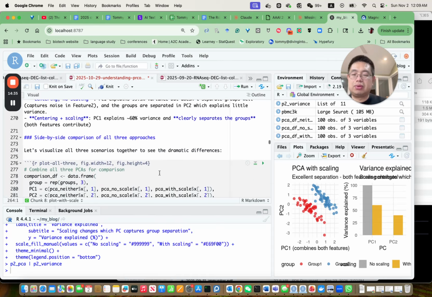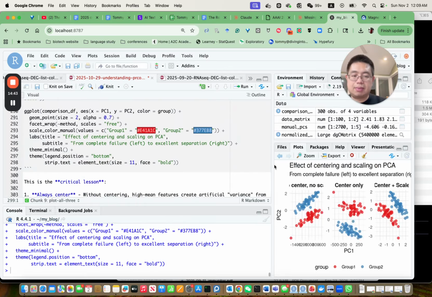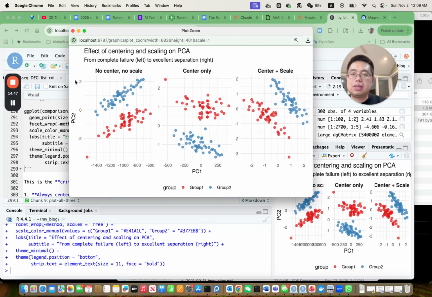Now let's put these 3 scenarios side by side and visualize them. This is what we see here. No center, no scale: they totally overlap with each other on PC1, although in PC2 you do see some separation. If you do center only and no scaling, again PC1 is still dominant, the variance is dominated by feature 2, which has really big variance. But if you do center plus scale, now PC1 and PC2 explain a similar amount of variance, and now both feature 1 and feature 2 contribute to separation of the two groups. Okay, so again, this is a dummy example.